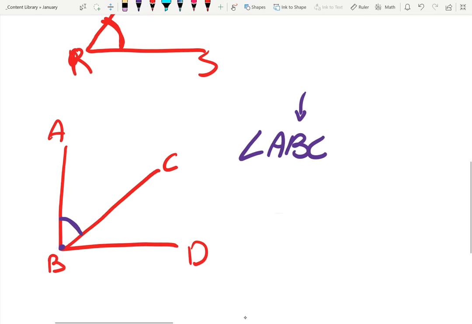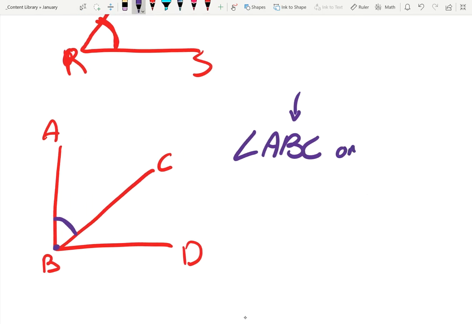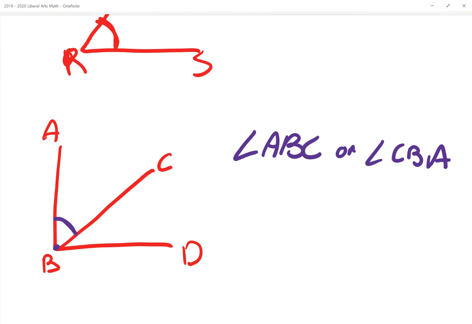But you could say angle CBA. This would be fine because it's referencing the same angle, in a backward sense, but it still has B in the middle as its vertex. So either of those would technically work. I think typically you would do it alphabetically, but technically they're not wrong. Okay, but there's more than that here.